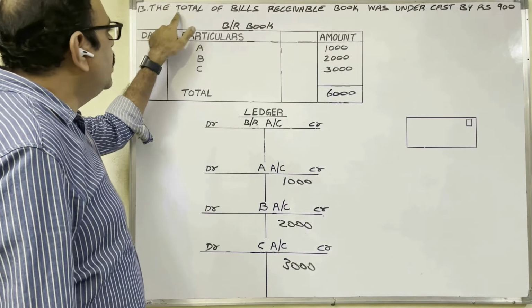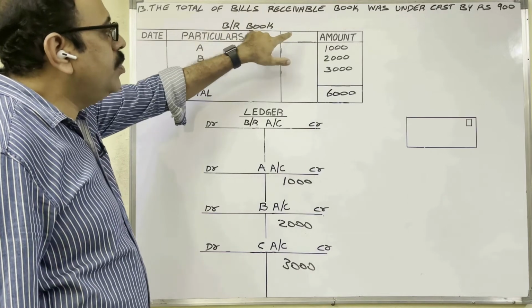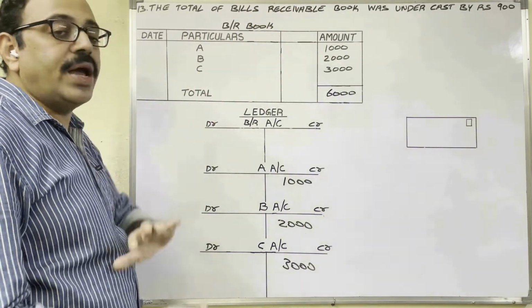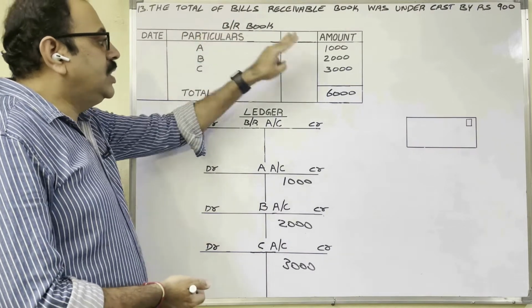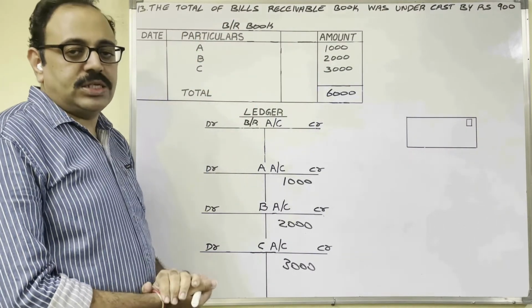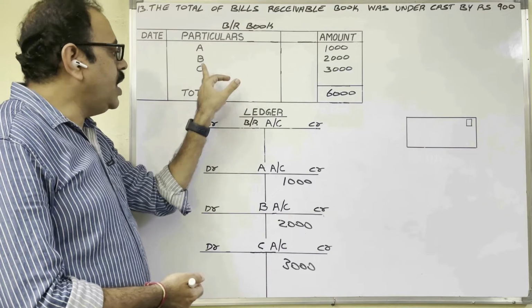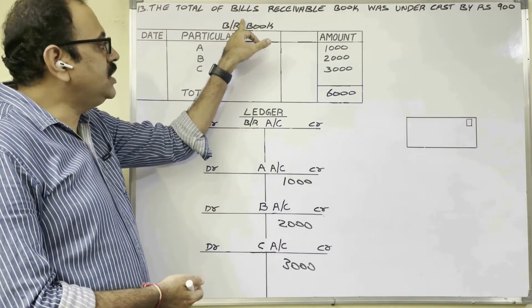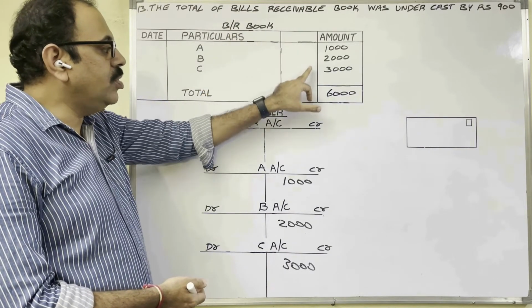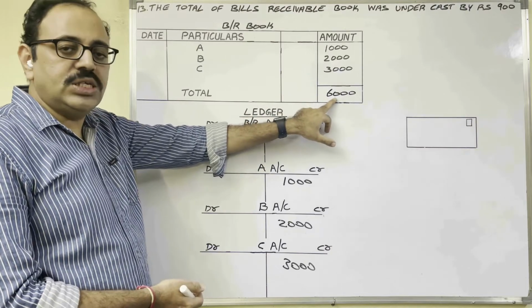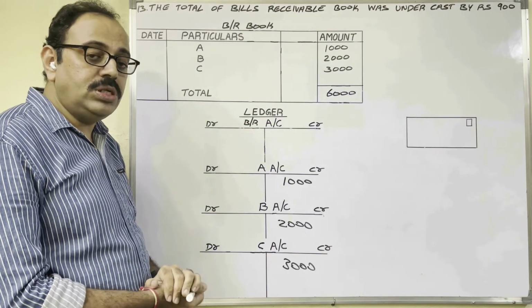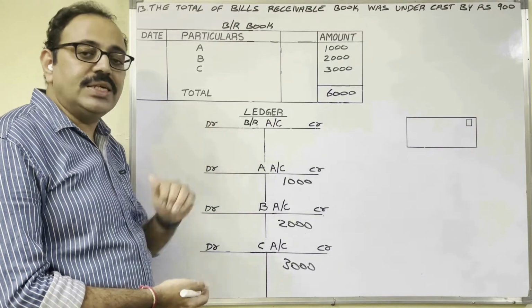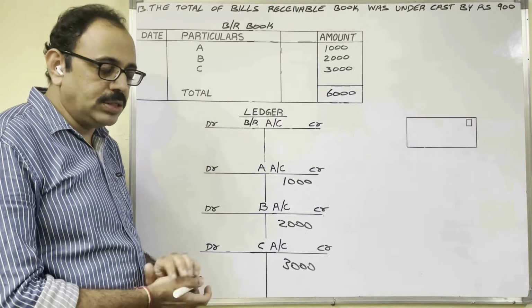13th point. The total of bills receivable book was undercast by 900 rupees. The firm prepared 3 bills on 3 different customers, A, B and C. In bills receivables book, the firm wrote these details, total 6000. In bills receivables account, we should post. Bills receivable is an asset. Asset shows a debit balance.